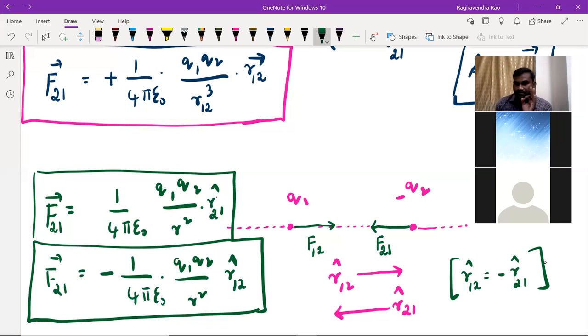So by seeing the equation, we can identify the direction of the forces based on the situation. Sometimes this is positive and this is negative, whatever signs they give, we can follow according to the directions of the force and the unit vector. Okay, so this is the vector form of Coulomb's law.